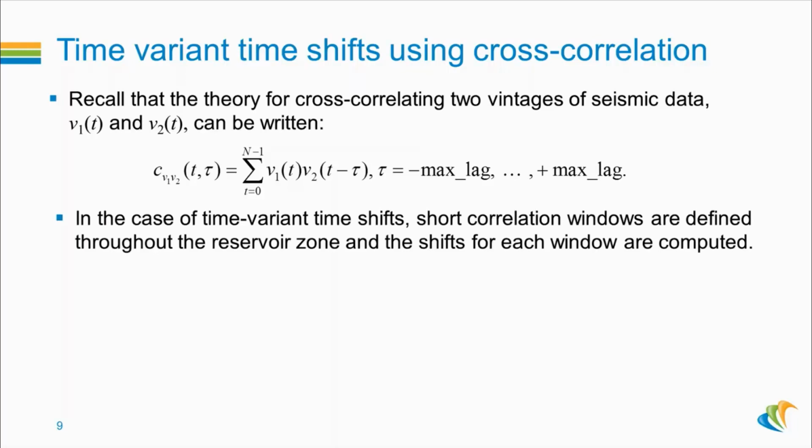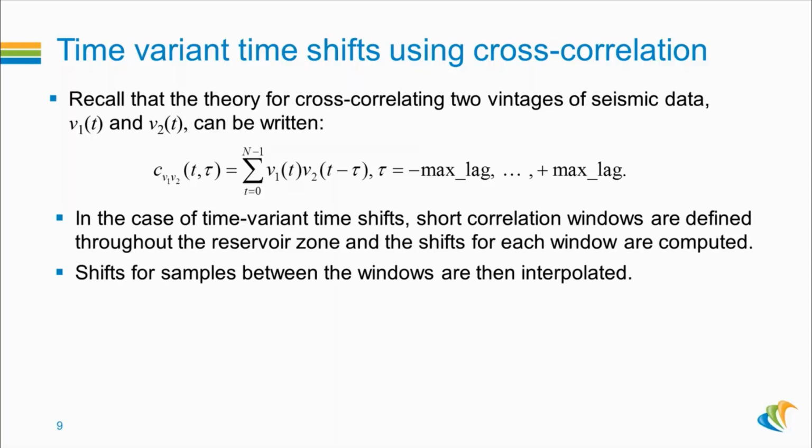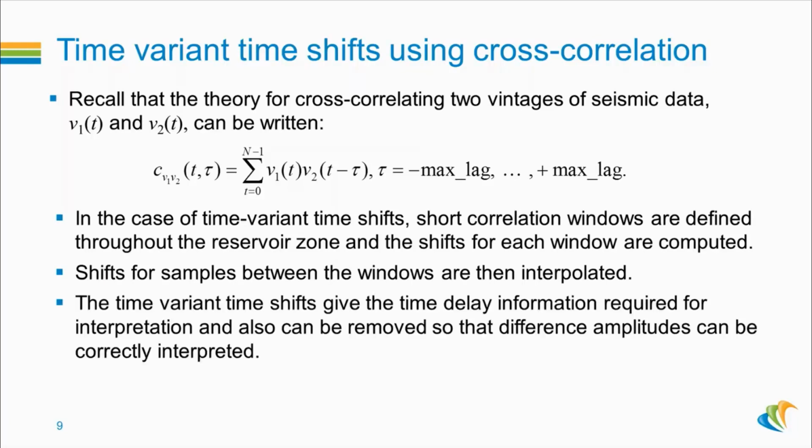In the case of time variant shifts, we use short correlation windows, which we define throughout the reservoir zone, and the shifts for each window are computed. Then we interpolate the shifts between the windows, and then these time variant shifts give the time delay information required for interpretation. And also we can remove them so that the difference amplitudes can be correctly interpreted. So the shifts have a twofold purpose. You can interpret the velocity changes in the reservoir from the shifts, and you can also apply them so that the amplitudes are correctly differenced.